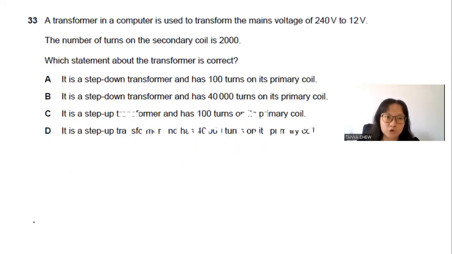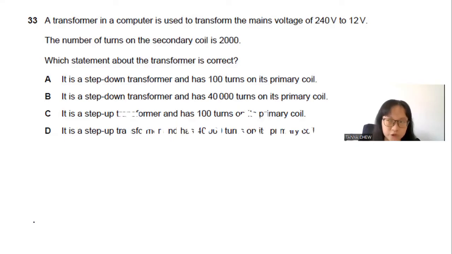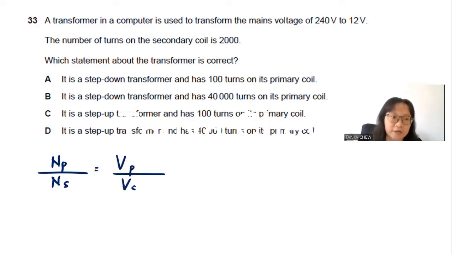Question number 33. A transformer in a computer is used to transform the mains voltage of 240 volts to 12 volts. The number of turns on the secondary coil is 2000. Which statement about the transformer is correct? Now, I want you to recall the equation or the ratio that I use in a transformer. Since the number of turns in the secondary coil is given, I want to find the number of turns in the primary coil. So NP, the number of turns in the primary coil, over NS, the number of turns in the secondary coil, is equal to VP, the voltage in the primary coil, over VS, the voltage in the secondary coil.